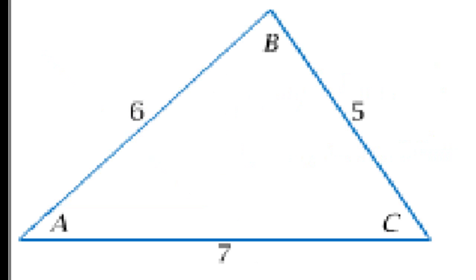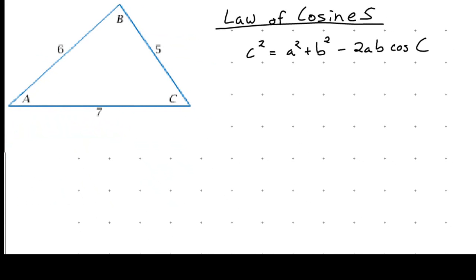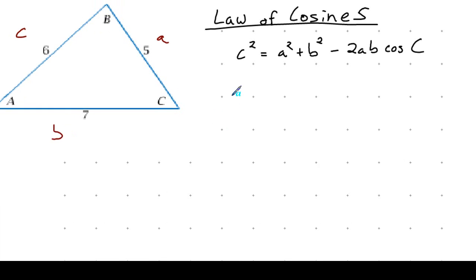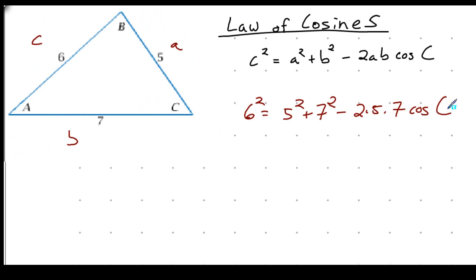Professor Axler asks you to find all three angles of the triangle shown, where you have side lengths of 6, 5, and 7. Using the law of cosines, I'm going to choose this side to be my c side, and these two to be my a side and b side, because they have to be opposite those angles. That's how I can identify the side lengths. So in this case, I have 6 squared equivalent to 5 squared plus 7 squared minus 2 times 5 times 7 times cosine of C. This is going to help me find that angle C.